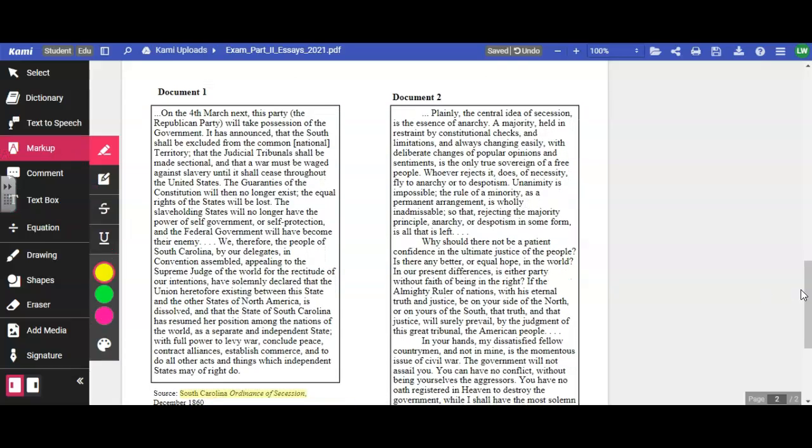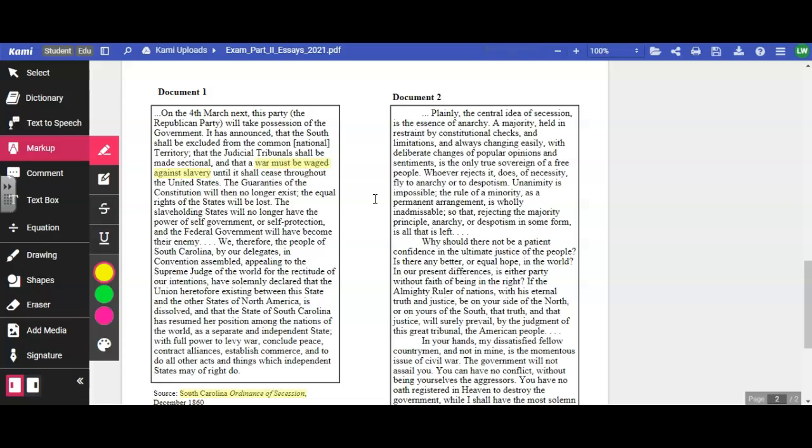And it says, on the 4th March next, the Republican Party will take possession of the government. It has been announced that the South shall be excluded from the common national territory, and that the judicial tribunals shall be made sectional, and that a war must be waged against slavery until it shall cease throughout the United States. So they're saying that when we have this next political party take power, that the South is going to be kicked out, the judicial tribunals are going to be made sectional, they're only going to vote for what the North says, and a war is going to be waged against slavery because they're going to try to get rid of it.